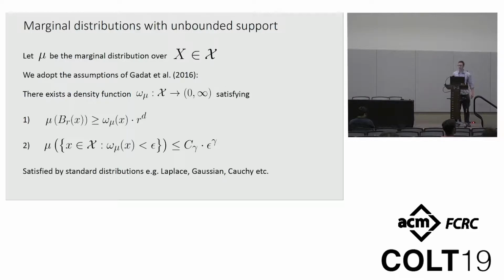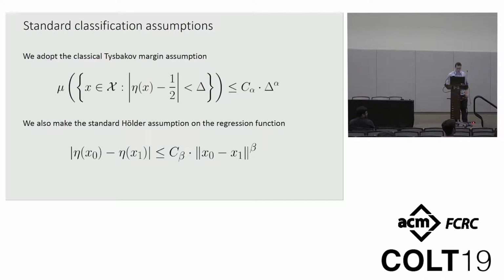So this in particular is much, much more mild than assuming a uniform lower bound on the density, and it holds for lots of natural distributions, such as the Laplace distribution, Gaussian distribution, and mixtures thereof. Okay, so in addition, we want to make some more standard classification assumptions. We're going to make the classical Chebyshev margin assumption, and we also make the standard Holder assumption on the regression function.